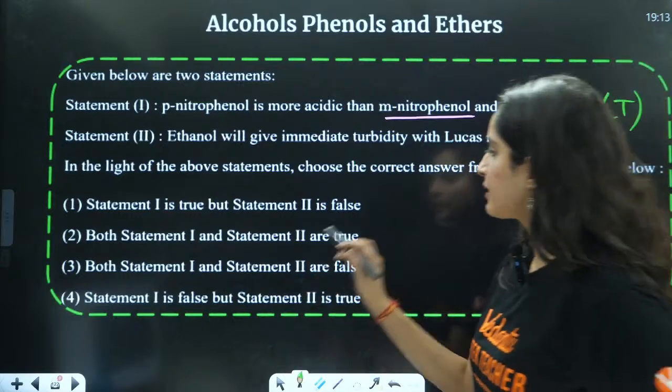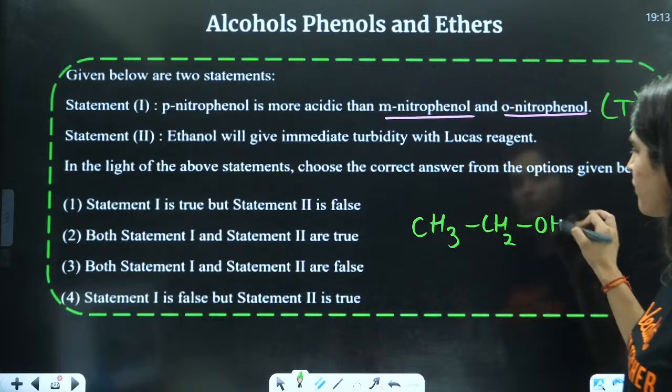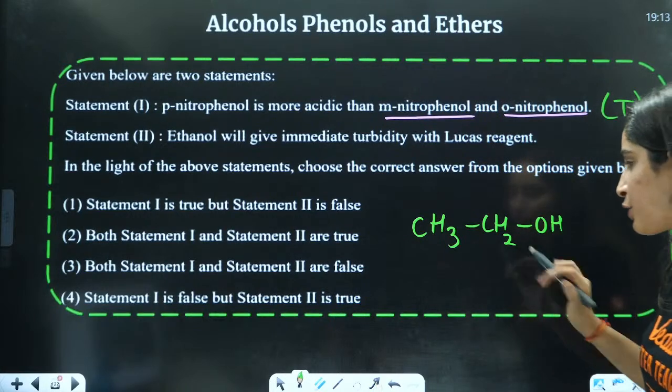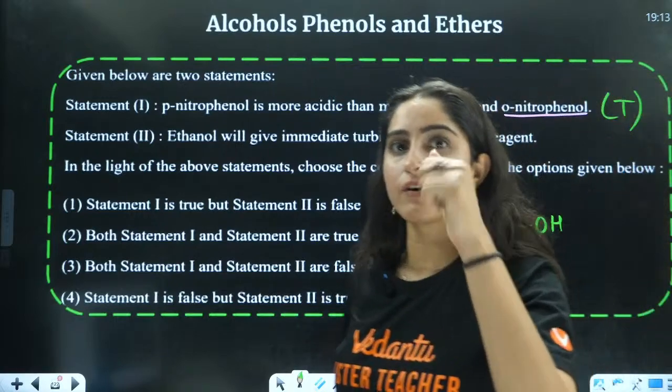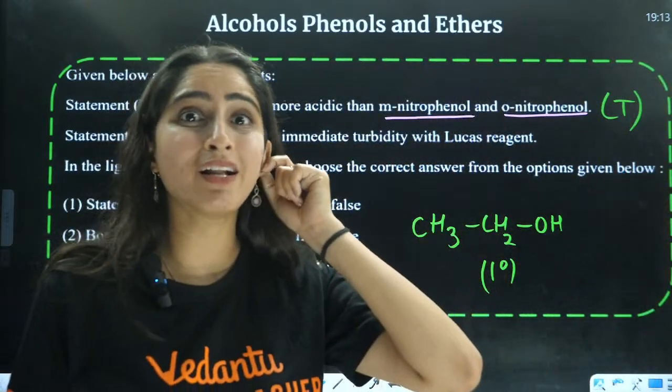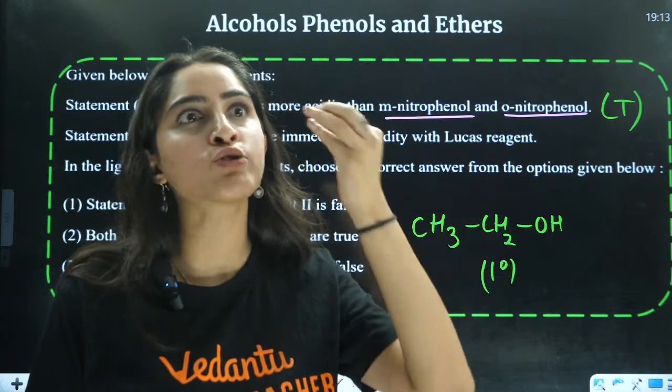Ethanol means CH3CH2OH. This we have done before, right? I told you that this is a 1 degree alcohol. So 3 degree will give us immediate turbidity. 2 degree will show some kind of tantrums. But 1 degree is going to be next level.